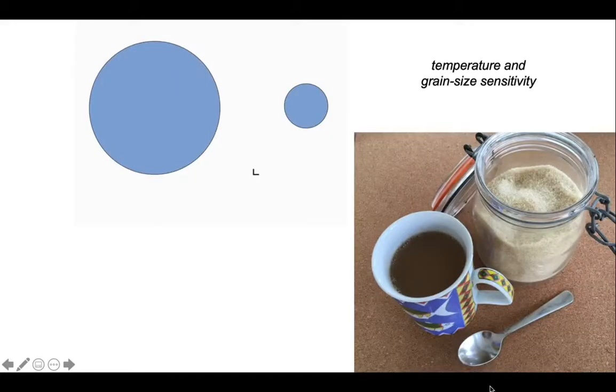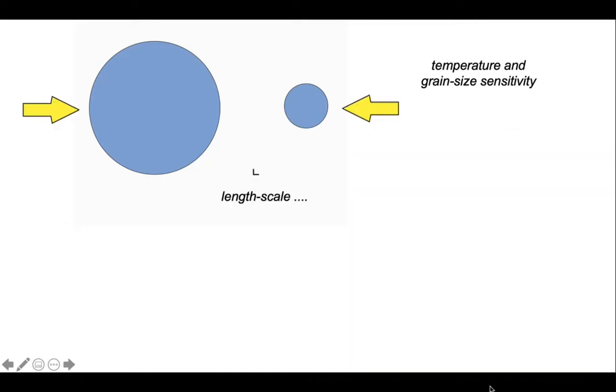So we can explore this question using a household analogy, which is a cup of coffee and some sugar. You'll know that sugar dissolves more easily in coffee if that coffee is warm. So solution processes are temperature sensitive. But you also know that they're grain size sensitive. A sugar lump will dissolve more slowly than caster sugar in the coffee. So finer grain rocks will deform more easily than coarser grain rocks. We can explore this now.